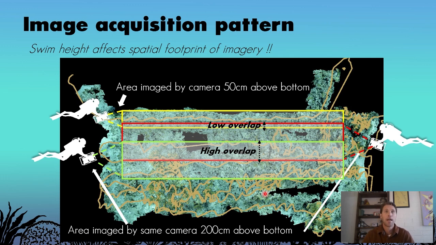thereby making it harder to maintain consistent overlap. As you can see here, we have 2 passes where the diver was 2 meters above the bottom, and those 2 passes have a real high degree of overlap. However, the pass where the diver was just 50 centimeters above the bottom, here in yellow, does not overlap very well with even the pass where the diver was 2 meters above. This is because that diver that was swimming close was imaging a very small spatial footprint, and as a result, we don't have good overlap in this area, resulting in the reconstruction error that you see there.